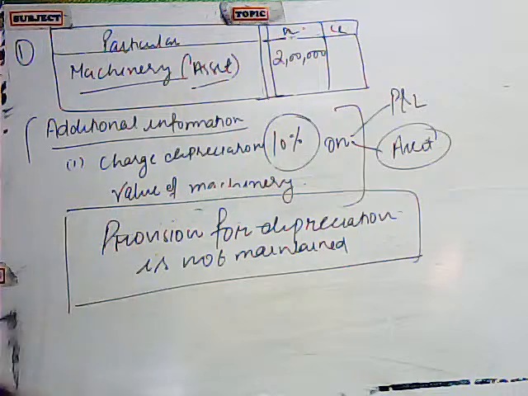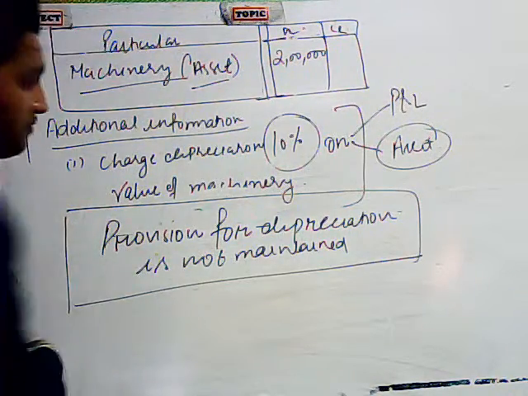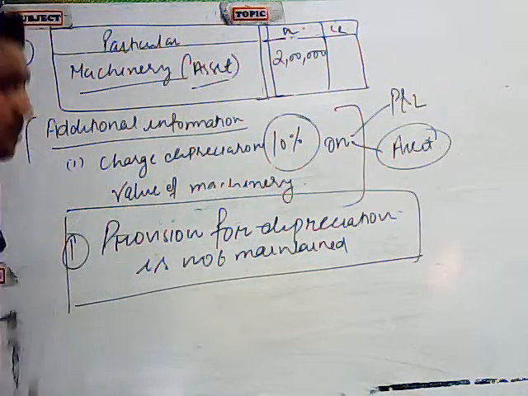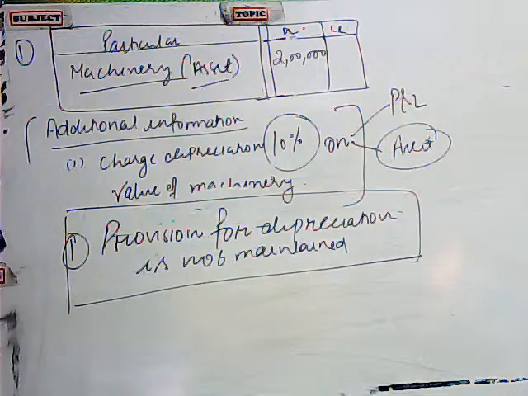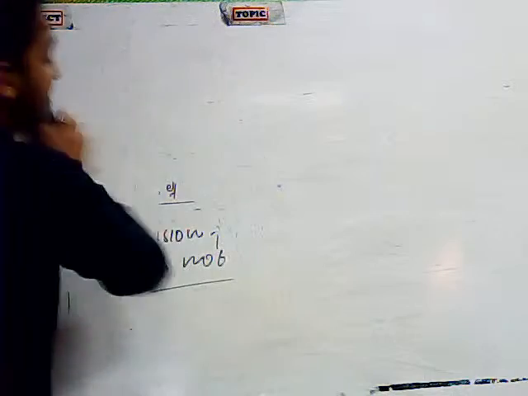But if our case is the second one, this is case number one: if the provision for depreciation is not maintained. Now case number 2, how we have to solve this thing? If we have to create a provision for depreciation account, then how we have to solve this? Okay? So just check it. I am taking an example of how we have to solve this.